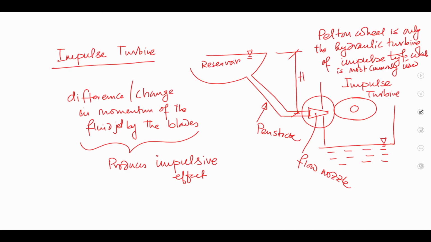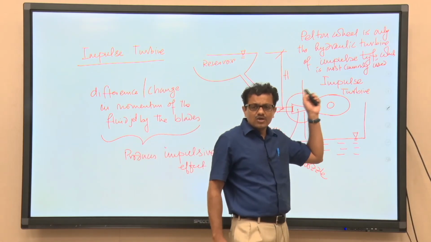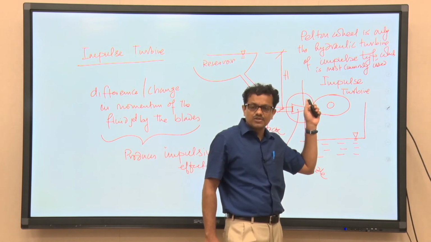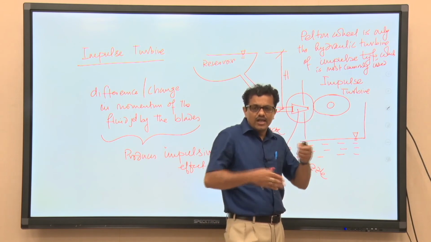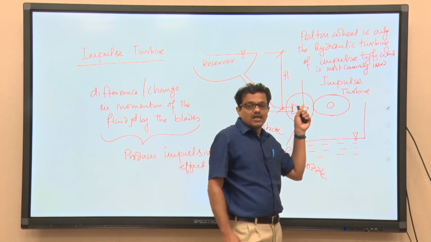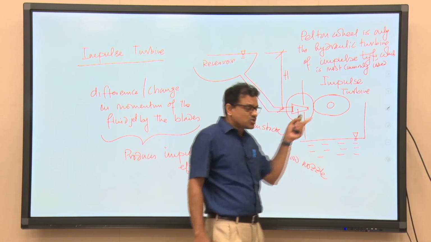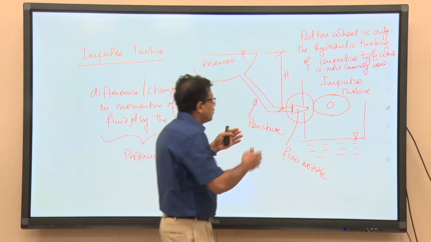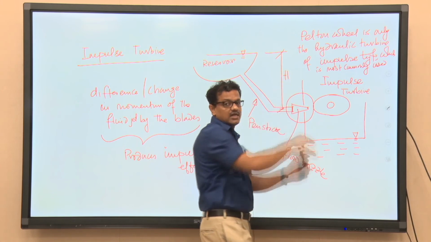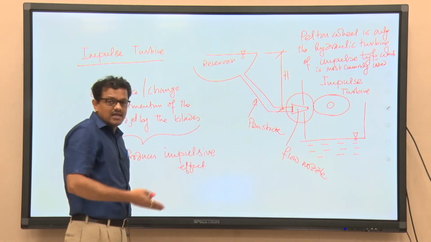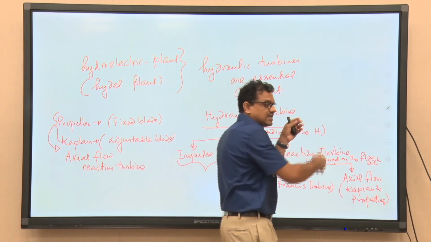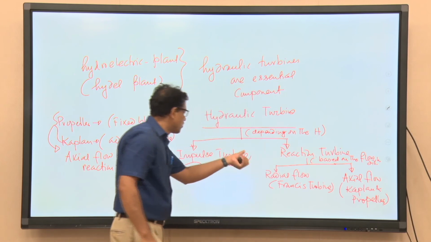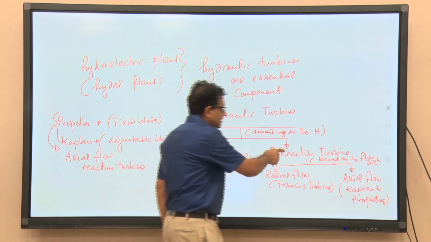Okay. So, this is very important. When we talk about impulse turbine, we will be talking about the Pelton wheel. The Pelton wheel is the only hydraulic turbine of impulse type which is most commonly used, and the wheel will be allowed to rotate by making use of this impulsive effect, which is based on the amount of head available at the inlet to the turbine. I may mention here that the hydraulic turbine can be classified, depending on the head available at the inlet to the turbine, into two broad categories, that is impulse turbine and reaction turbine.